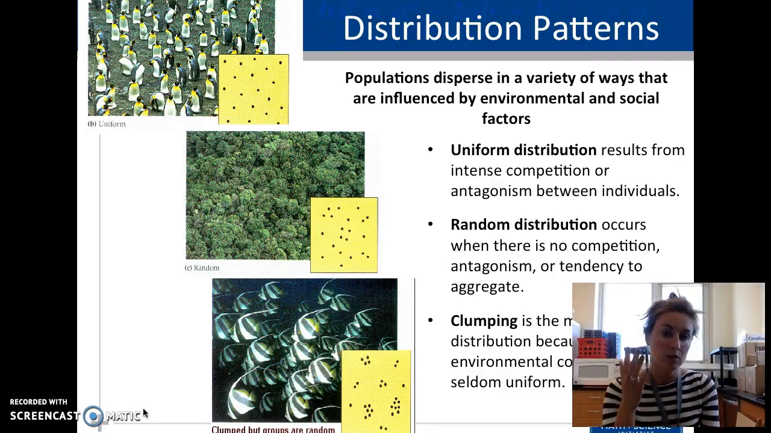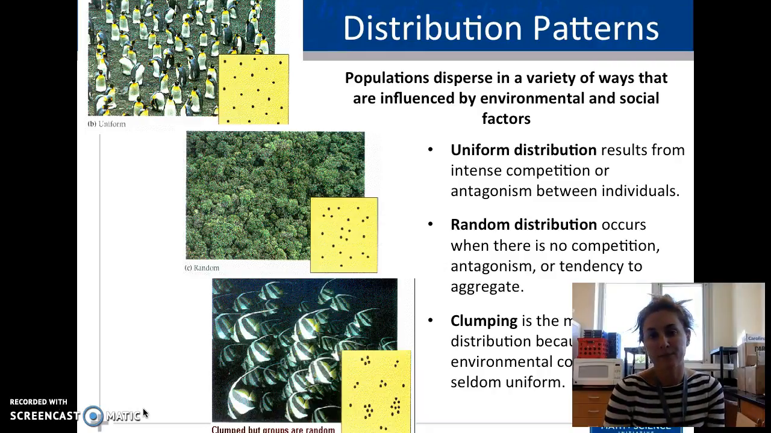Random distribution, we see that in a lot of plants. There's no competition, no aggressive behavior or tendency to clump together. We see this mostly in plants and organisms that don't compete with each other, but also don't need the group.